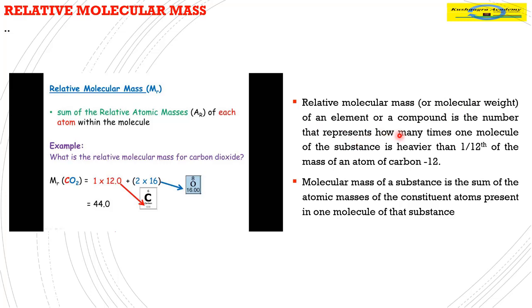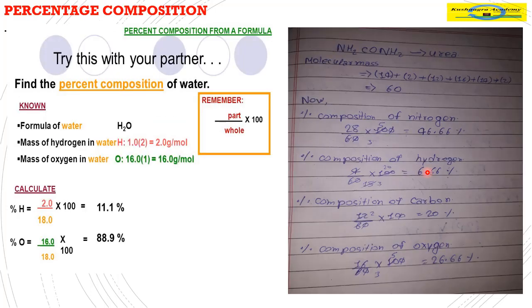So the relative molecular mass, or the molecular weight of an element or a compound, is the number that represents how many times one molecule of the substance is heavier than 1 by 12th of the mass of an atom of carbon 12. So if we know the relative atomic mass, we can easily find out the relative molecular mass of the compound or the molecules. Our next topic is percentage composition.